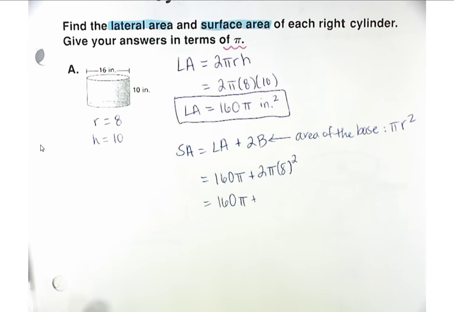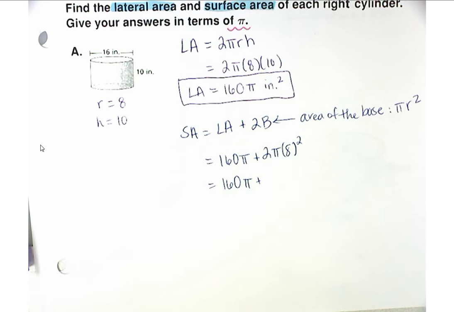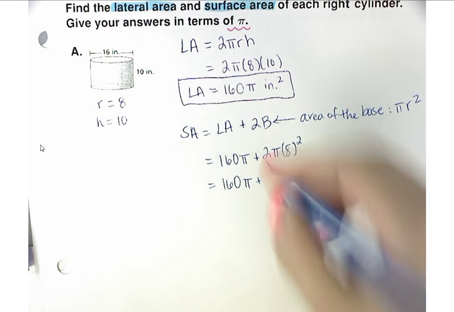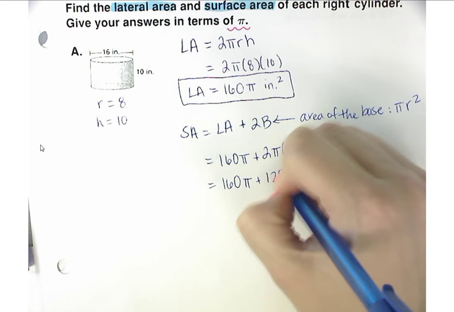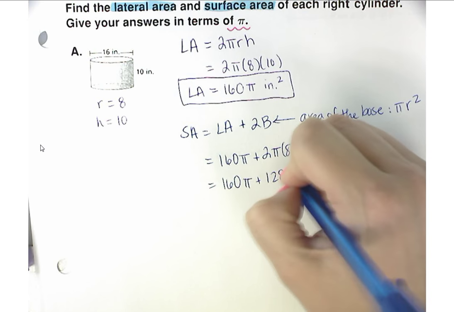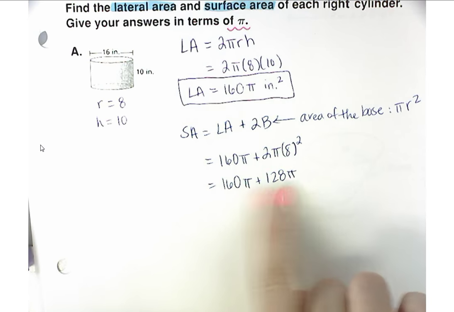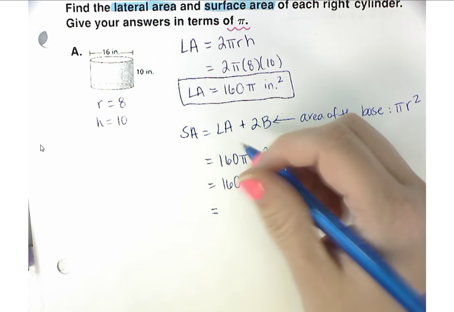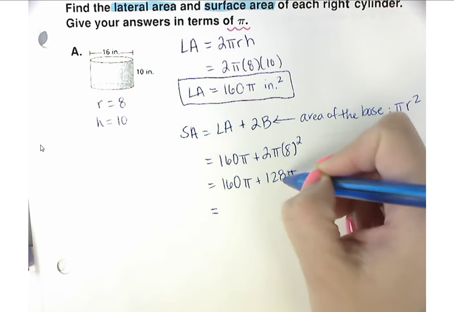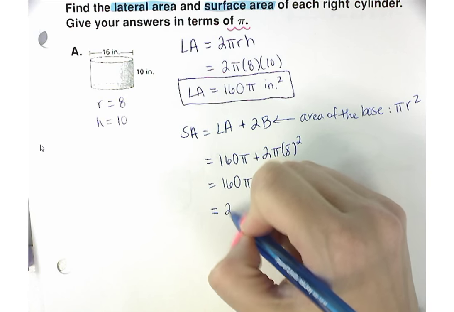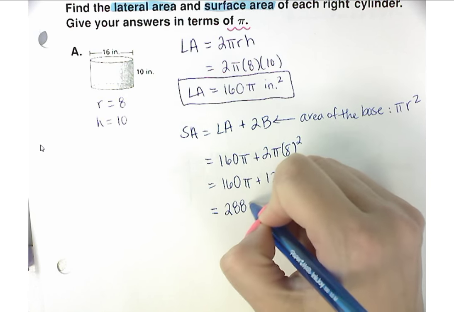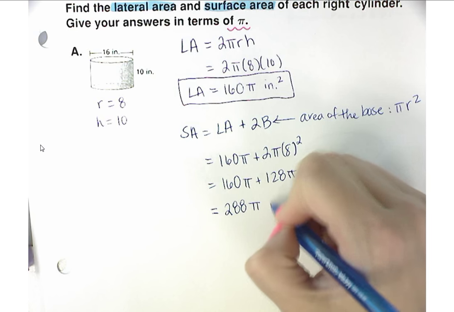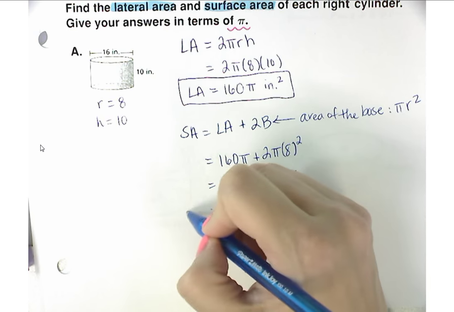64, and then you're multiplying that by 2, right? So 60 and 60 is what? 120. 4 and 4 is 8, so it would be 128 pi. Now because they both have pi, you can just add the coefficients. Okay, so if you add 160 and 128, what do you get? 288. So this is going to be 288 pi and then inches squared for your surface area.